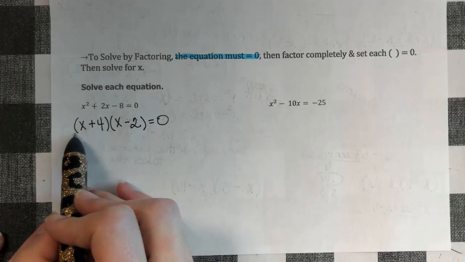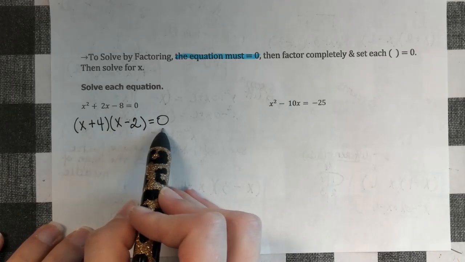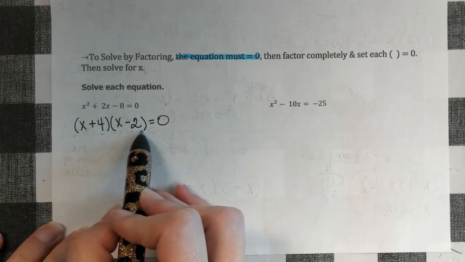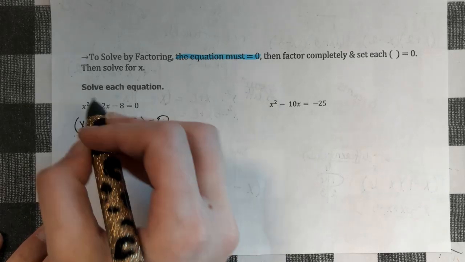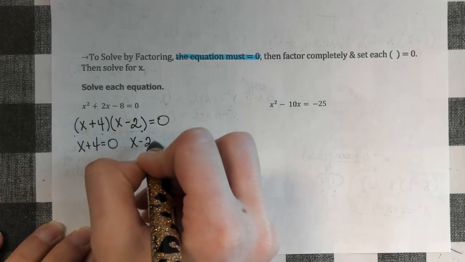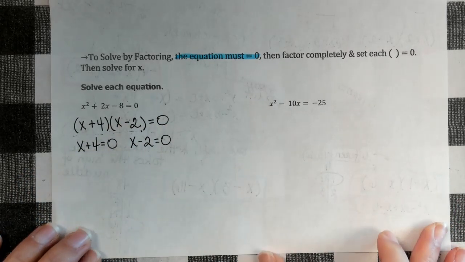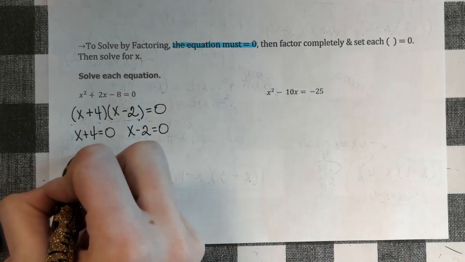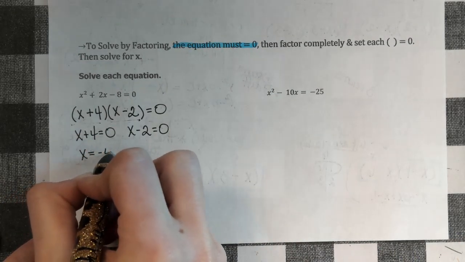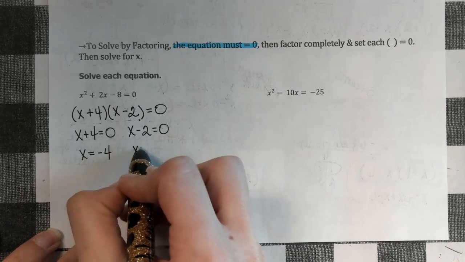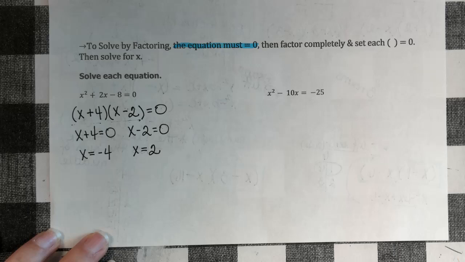Okay, so now that I've got x plus 4, x minus 2 equals 0, then I'm going to take each set of parentheses and set them equal to 0. Okay, so I'm going to take x plus 4 equal to 0 and x minus 2 equal to 0. Okay, that's our 0 product property. So then I'm going to subtract my 4, and x equals negative 4. Add my 2, and x equals 2.